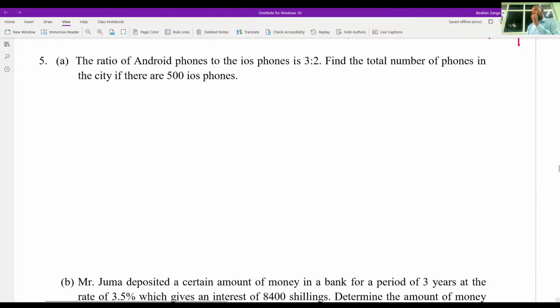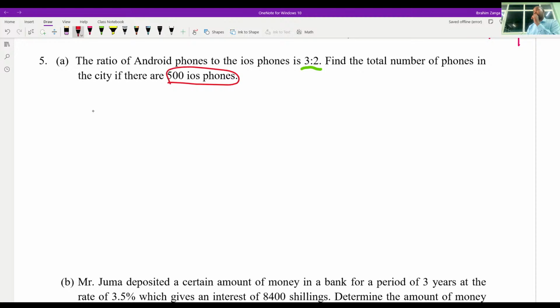Bila kupoteza muda, swali la 5 ni kama tunavyoliona. Tumeambiwa kwamba the ratio of Android phones to the iOS phones is 3/2. Find the total number of phones in the city if there are 500 iOS phones. So basically we were given the number of iOS phones.